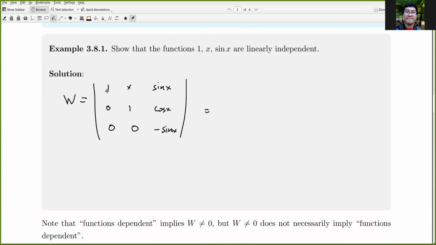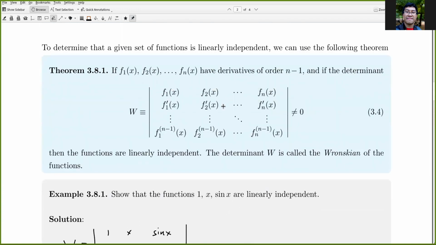For the determinant, you can use this matrix element times positive 1. So that's 1 times its minor, 1 times negative sine x, minus cosine x times 0. So this is negative sine of x. This is only 0 for some values of x, but for all other values of x, this is not 0. So they are linearly independent, just like what we have mentioned here.